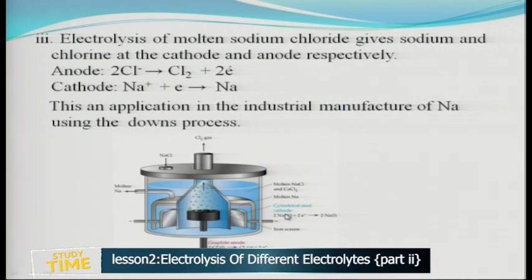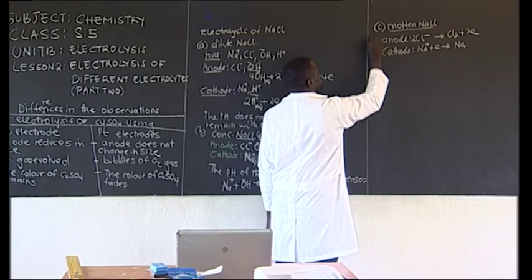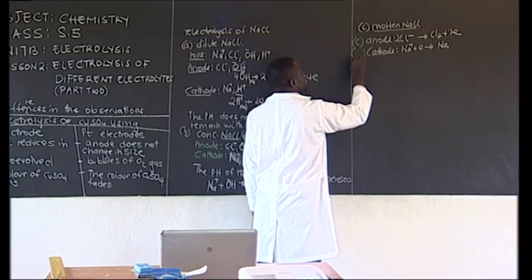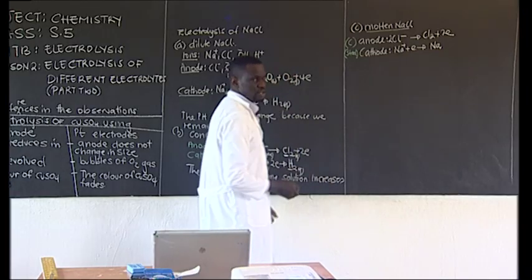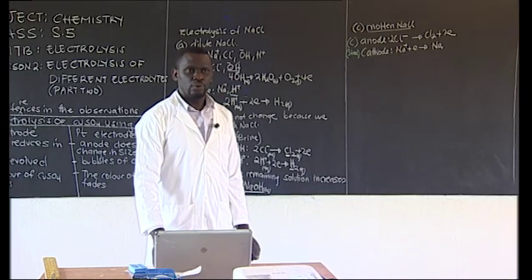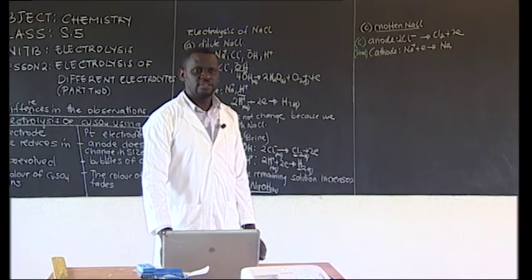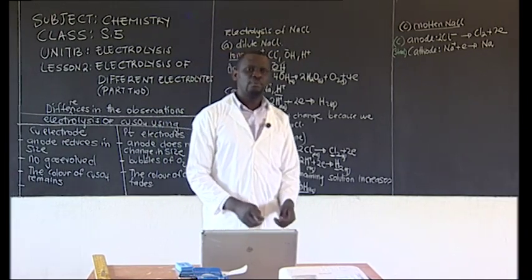So if you consider the Downs cell, you observe that the anode is made out of graphite, or we can say carbon, and the cathode is made out of steel. We're going to continue briefly. So we have finished discussing electrolysis of sodium chloride.